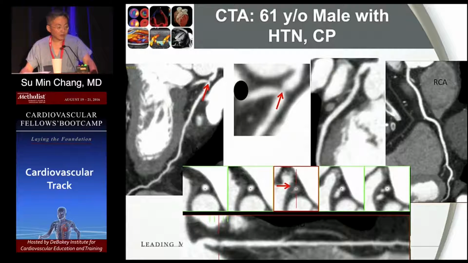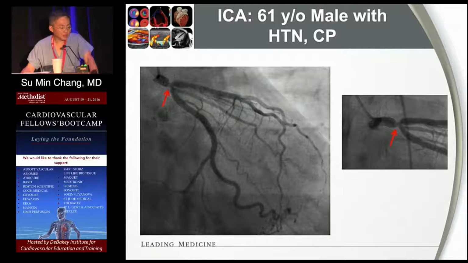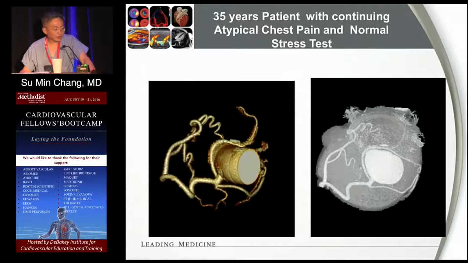Versus this, a patient with hypertension and chest pain. You can see, the only risk factor is hypertension. He has a distal left main disease. Again, this is a patient who showed up and declined a stress test. And it's documented by the coronary angiogram.